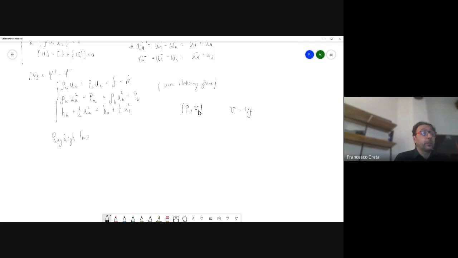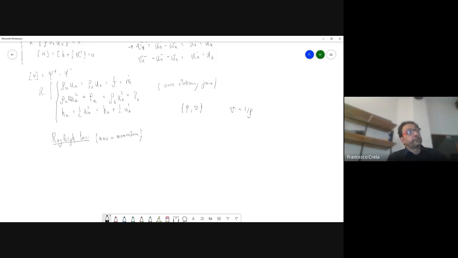At least that's what you will see them defined in the classical textbooks. So these essentially represent curves which guarantee the conservation of mass and momentum. So the first two jump relations here, these are the Rayleigh lines.